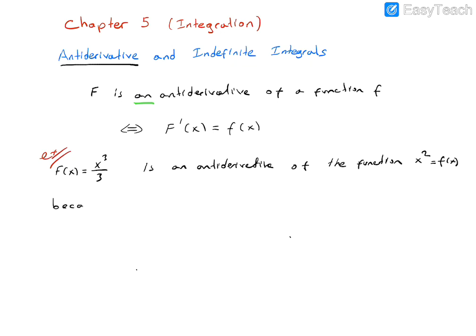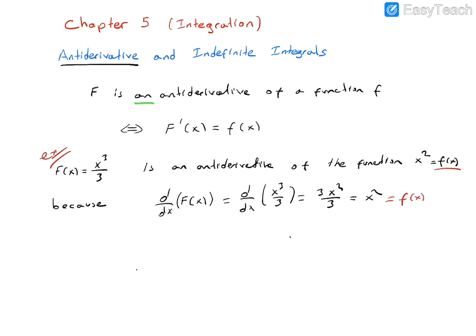Why? Because the derivative of the capital F of x is the derivative of x cube over 3. In other words, this is 3 times x square over 3, which is x square. So this is f of x. This implies the derivative of capital F equals small f of x. So capital F of x is an antiderivative of x square, but it is not the only antiderivative of x square.